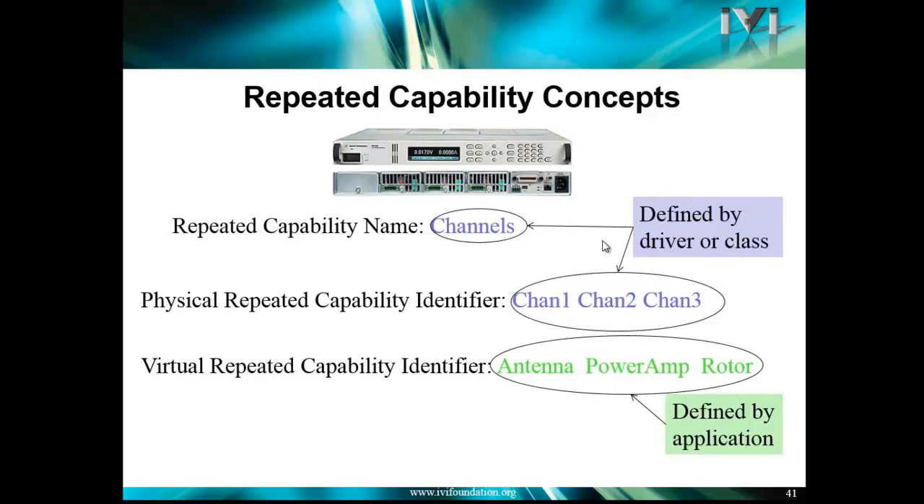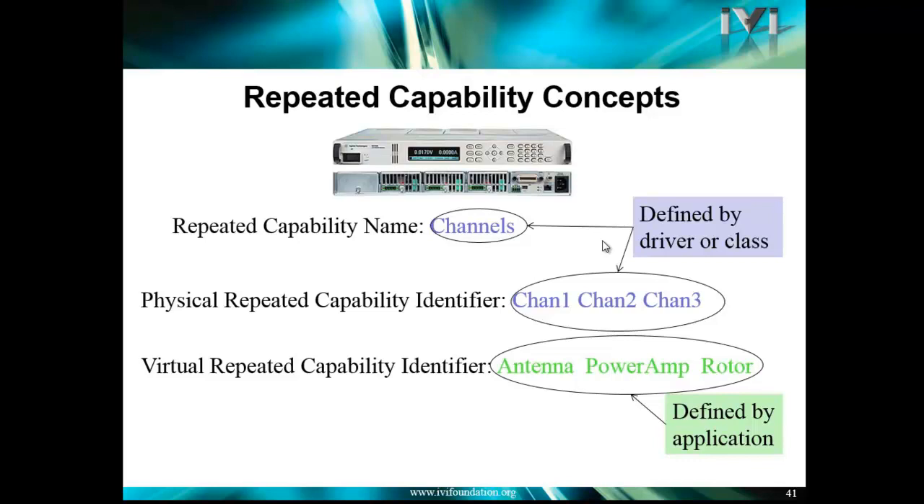So just to think a little bit about the concept, consider something like, looks like I've got a 3 output power supply in my picture. The repeated capability name is channels, right? That's the thing that's being repeated. And then there's something defined by the instrument driver that calls those channels, maybe Chan 1, Chan 2, and Chan 3.